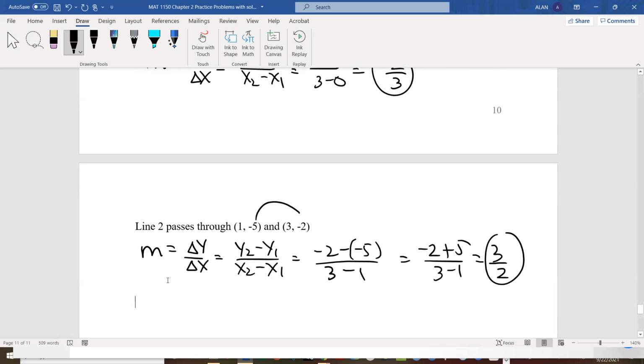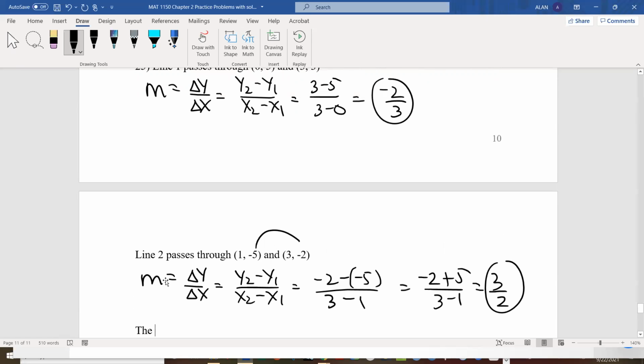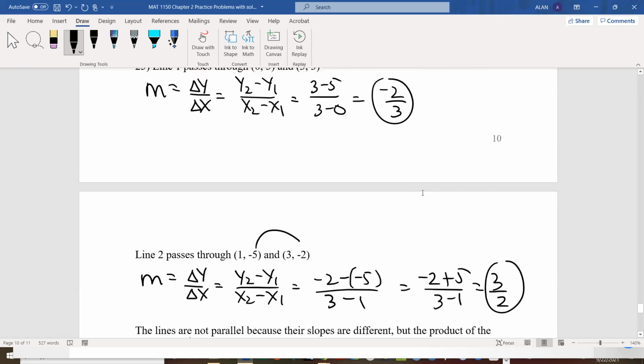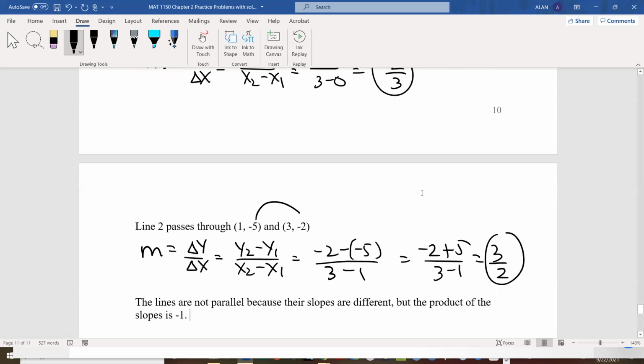Okay, now look, see what we've got. The lines are clearly not parallel because their slopes are different. But the product of the slopes is -1. If you multiply -2/3 by 3/2, you'll get -1. So therefore, the lines are perpendicular. And that seems to be it for these. Okay, good. I'm glad that this one was very straightforward.